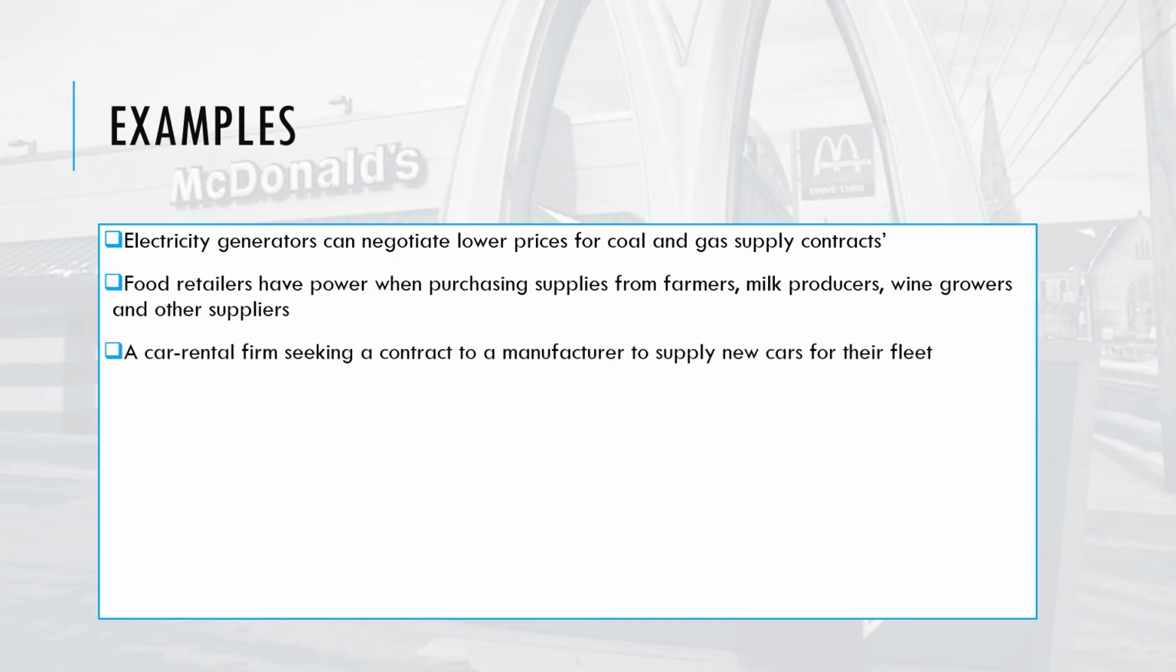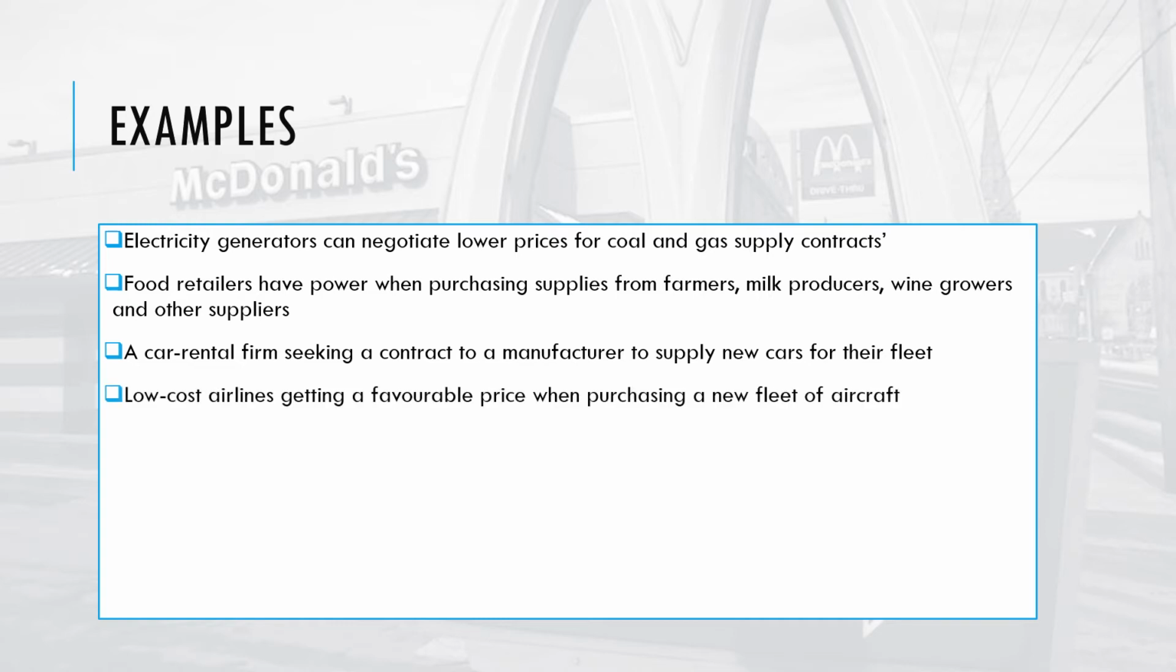A car rental firm who buys cars that they then rent out, when they're placing large orders, they have a lot of bargaining power with the different car manufacturers. Low-cost airlines, again, buying a new fleet of aircraft. There's only so many airlines. They have large bargaining power with the aircraft manufacturers.